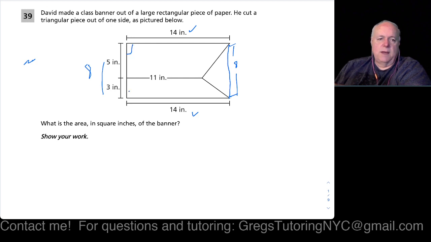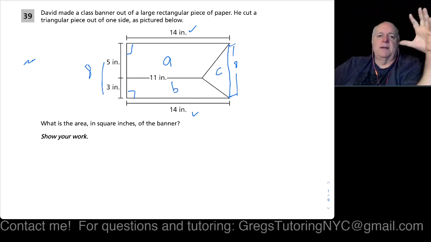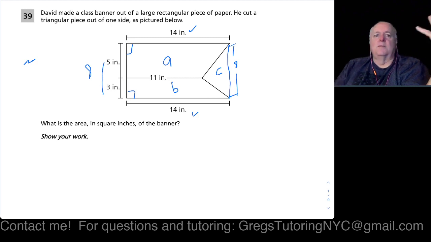However we do this, we notice there's a shape here. I'm going to call it A. There's a shape here. I'm going to call it B. And there's a shape here. Once I drew that blue line, there's a shape C here. There's also the outer shape, which if it's a rectangle, we can call that shape R for rectangle, all right?